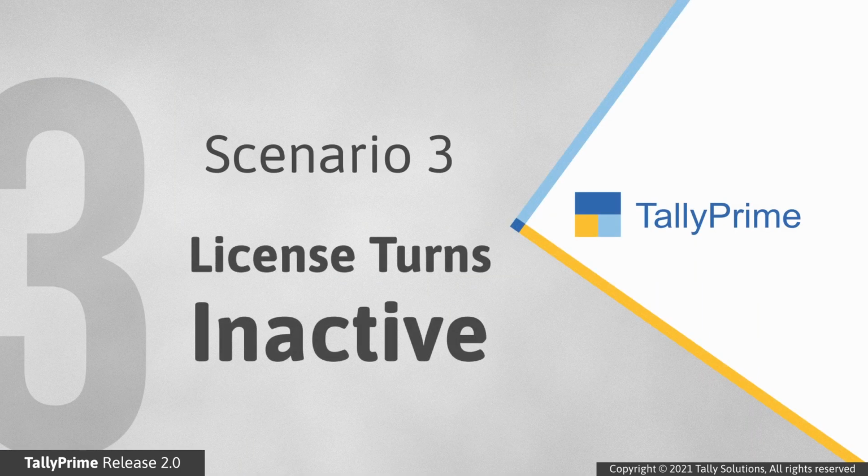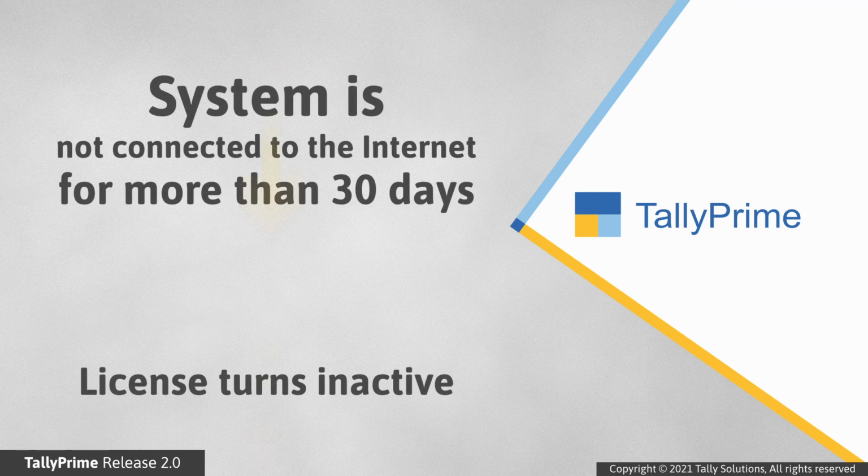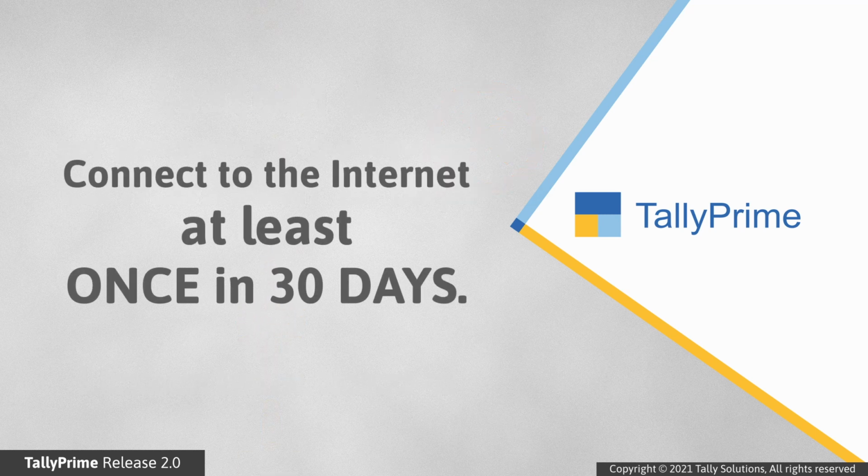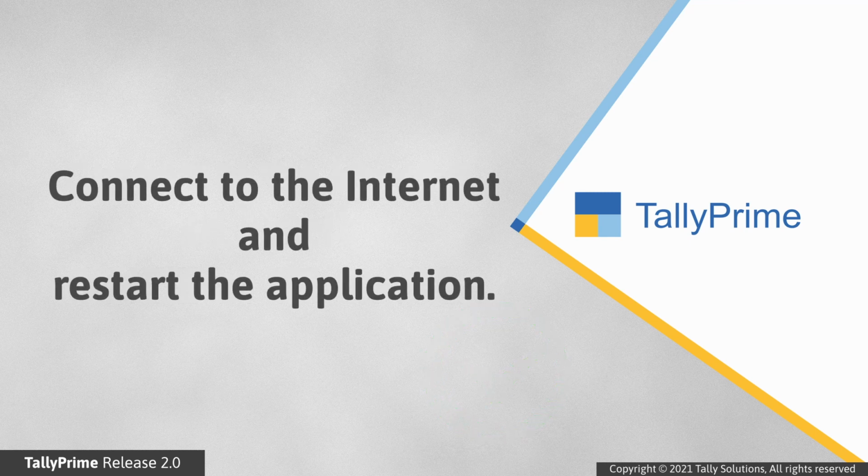Now let us look at the third scenario. License turns inactive when your system is not connected to the internet for more than 30 days. We recommend you connect to the internet at least once in 30 days to avoid the issue. If the license has turned educational due to this reason, then you can connect to the internet and restart the application.